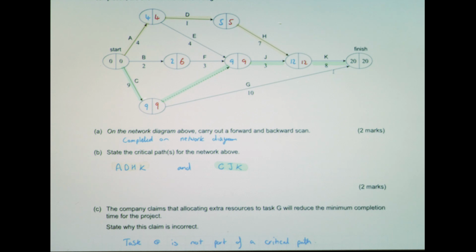A variation on that, you've probably seen in previous years, is asking for the number of critical tasks, or what the critical tasks are. In that case, it might just be 1 mark awarded, because it's encompassing more than 1 critical path. Okay.